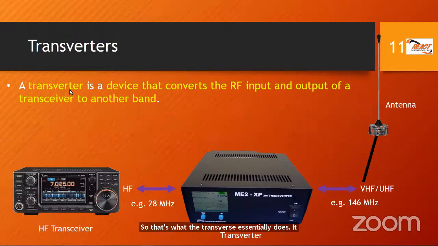And this is the definition that you would need for the exam. A transverter is a device that converts the RF, or radio frequency, input and output of a transceiver to another band. That allows you to use that same transceiver on other frequencies other than what it is designed for, through this accessory known as a transverter.